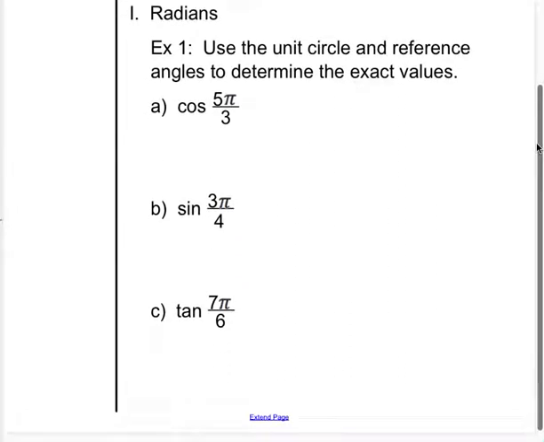So the denominator gives us a clue as to which quadrant we're in, which reference angle we use, and then we just need to figure out which quadrant we're in to determine if our value is positive or negative. So cosine of 5 pi over 3, our reference angle is pi over 3. And then thinking which quadrant we're in.